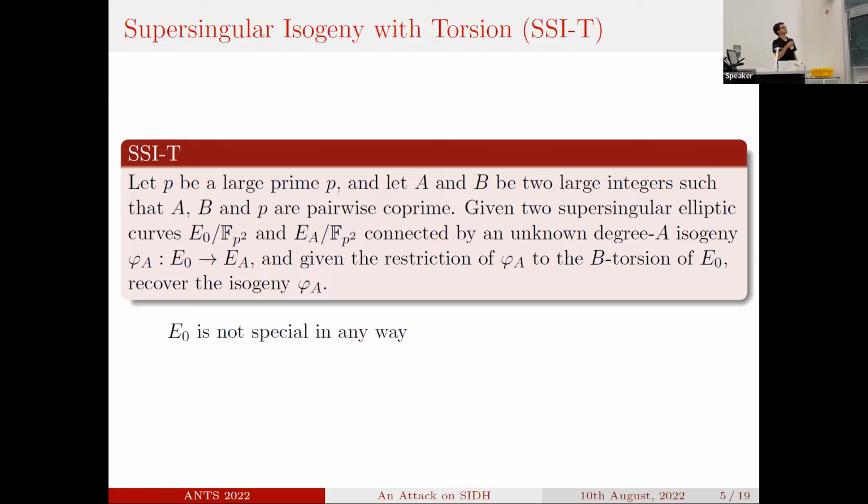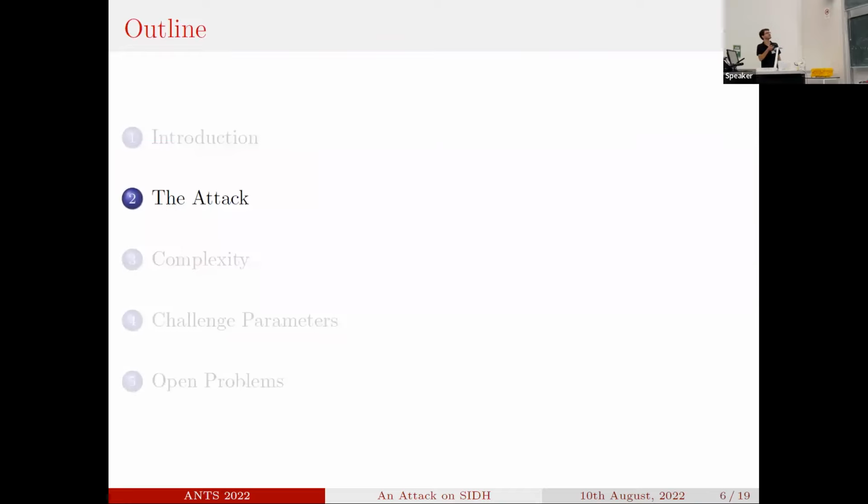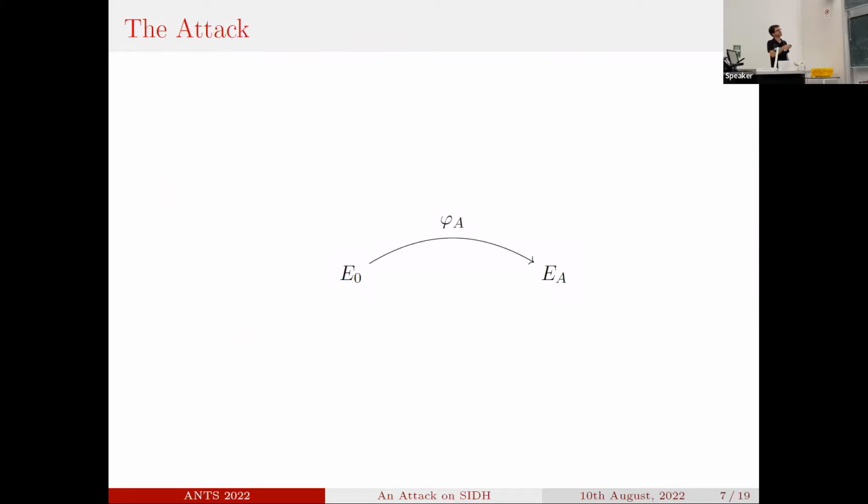It's worth noting that in this problem, E0 is not special in any way. The instance of the problem we try to attack is that we start from a generic elliptic curve as the starting point, and then we try to reconstruct the secret isogeny. As Bob already explained, there is already work on this, the amazing attack that Bob and Thomas published, and it's working really well. Okay, now let's move on to our attack.